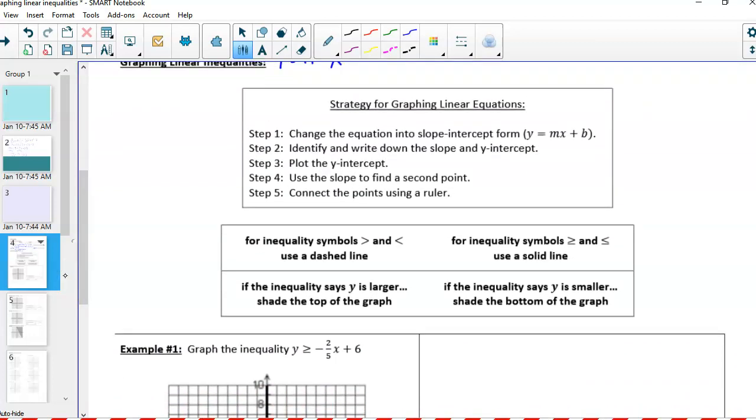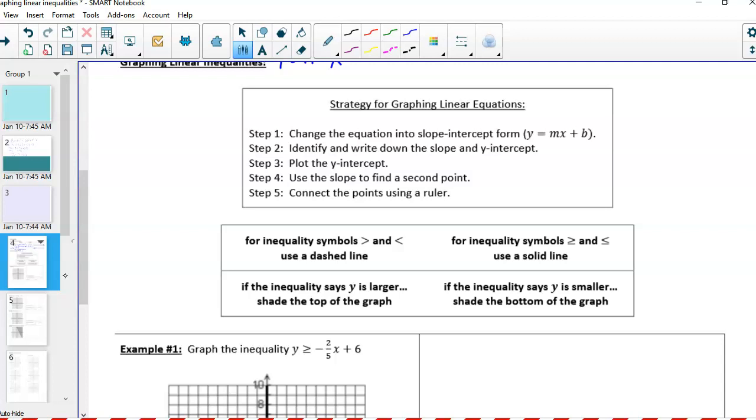So read these steps to yourself for 1 second. So that was a reminder, how do we graph lines?